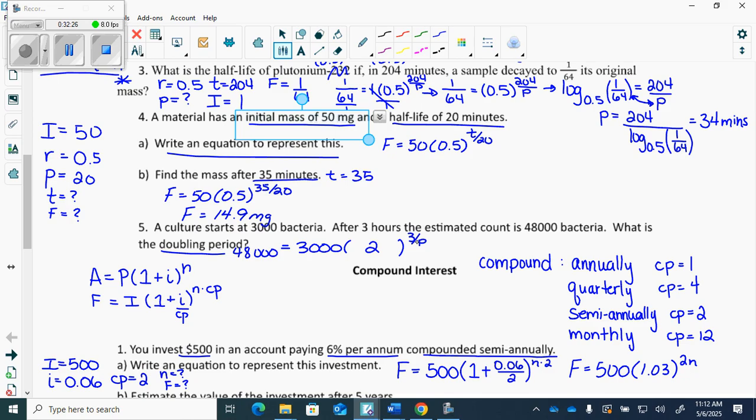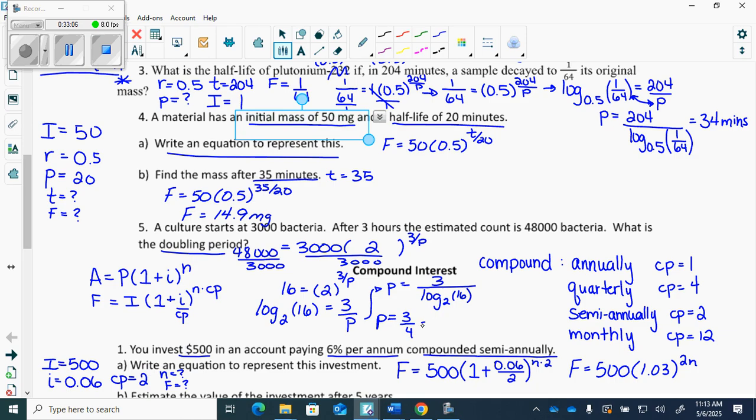This will just come out as hours, so P will be hours. Whatever the unit is, the other is the same. If in the end I wanted minutes, I guess I'd times it by 60. All right. Okay, divide by 3,000. 16 equals 2 to the 3 over P. So then we go log base 2 of 16 equals 3 over P. If I don't know P, I swap them. So I get P equals 3 over log base 2 of 16, which is 3/4 of an hour, or 0.75 hours.